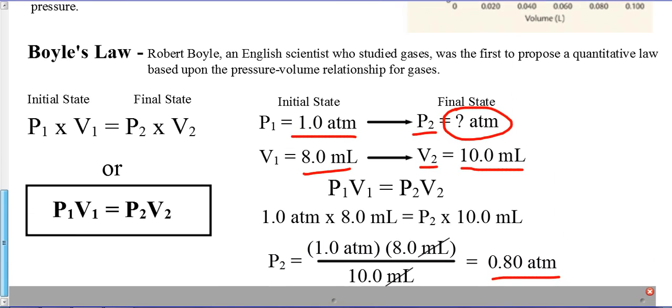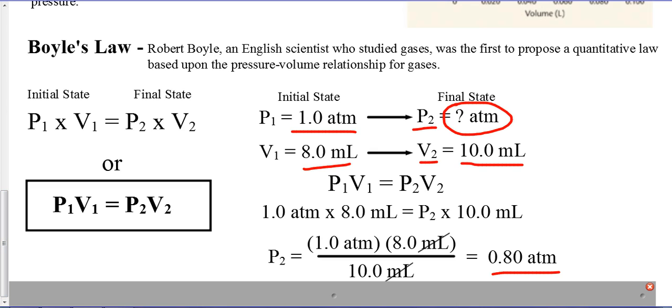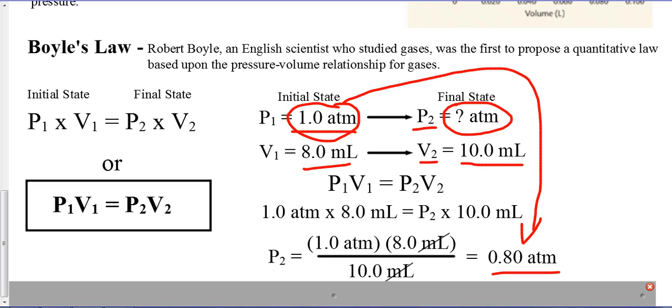0.8 atmospheres shows us that we were correct in our assumption that the pressure would decrease if the volume was to increase. Because what happened? We started at 1 atmosphere, and now we're at 0.8 atmospheres. A little bit less because of our increased volume. So that's how that works.